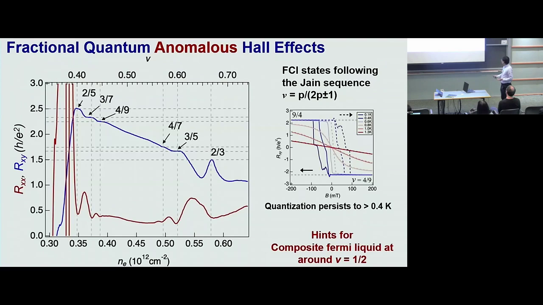And at half filling, you see it just varies linearly, and Rxy has a value of roughly 2h over e squared, and there's no dip in Rxx. So finally, I'm showing you something that's gapless, okay, for the theme of this workshop. We don't know why. There's no magnetic field. We don't know why there's a composite Fermi liquid, but it looks like composite Fermi liquid.